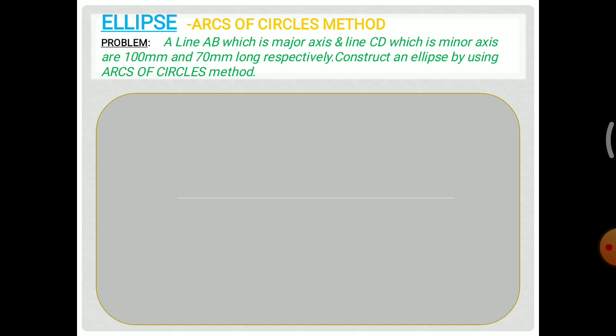So first of all, draw the major axis line, that is of 100 mm length. Name it as AB. Then from the center of the major axis, draw a line CD. The center can be marked as O.